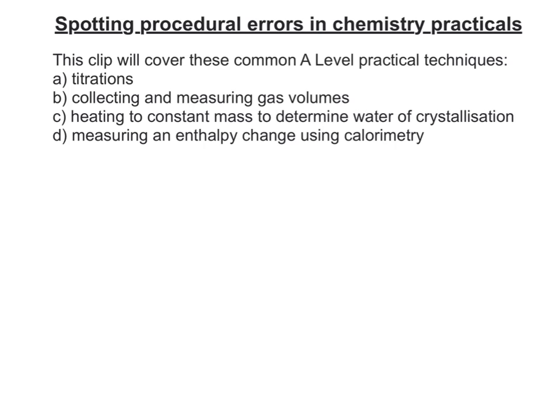So the four main practical techniques that we use in chemistry where errors can pop up are titrations, gas collection and measurement, heating to constant mass, commonly to determine the number of moles of water of crystallization in a hydrated salt, and measuring an enthalpy change using calorimetry, in other words, Q equals mc delta T.